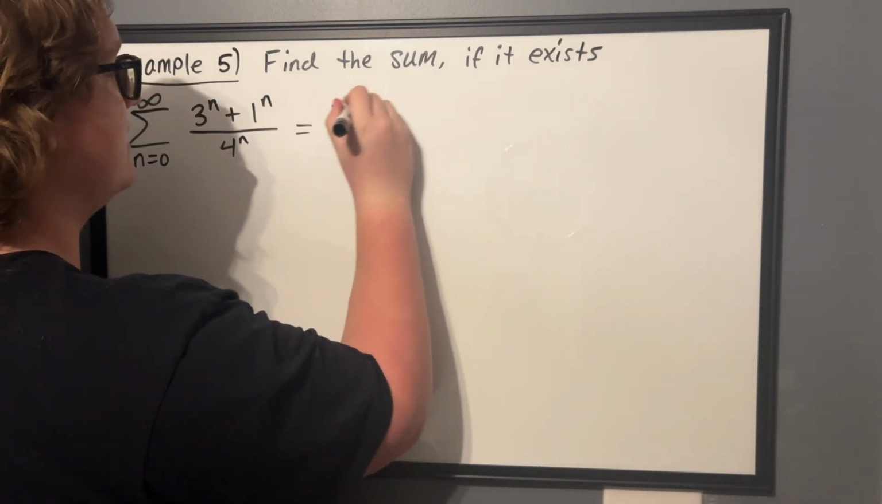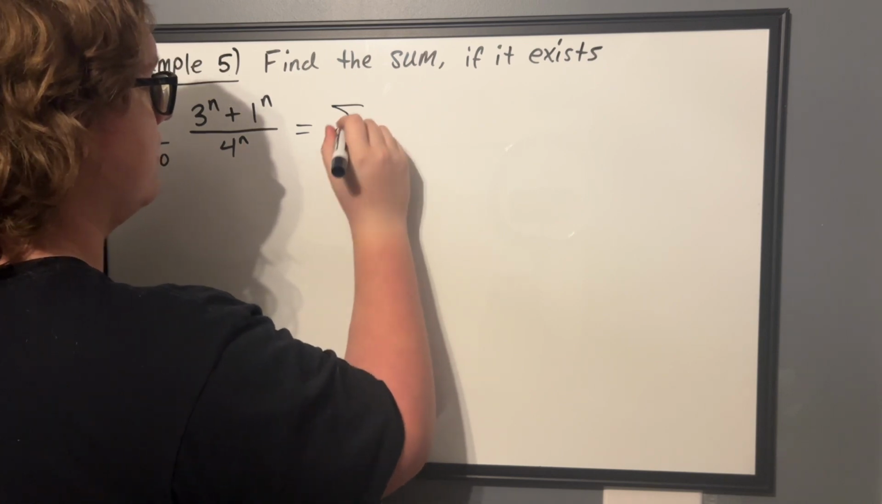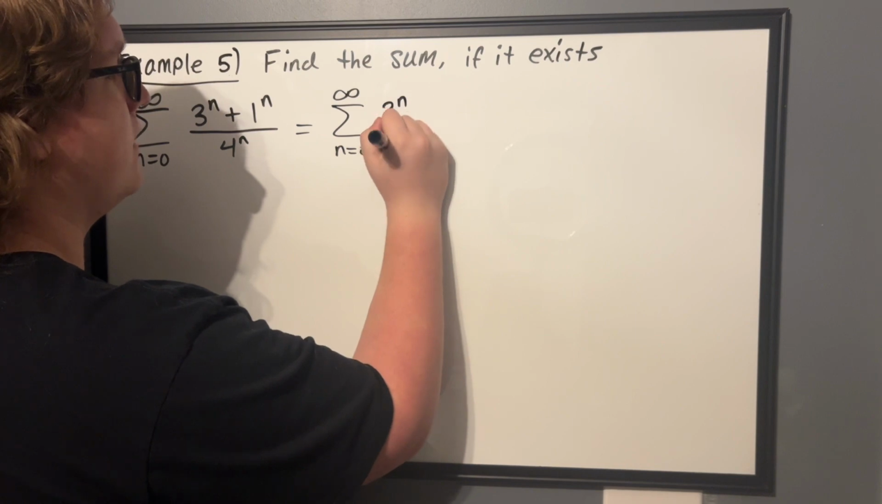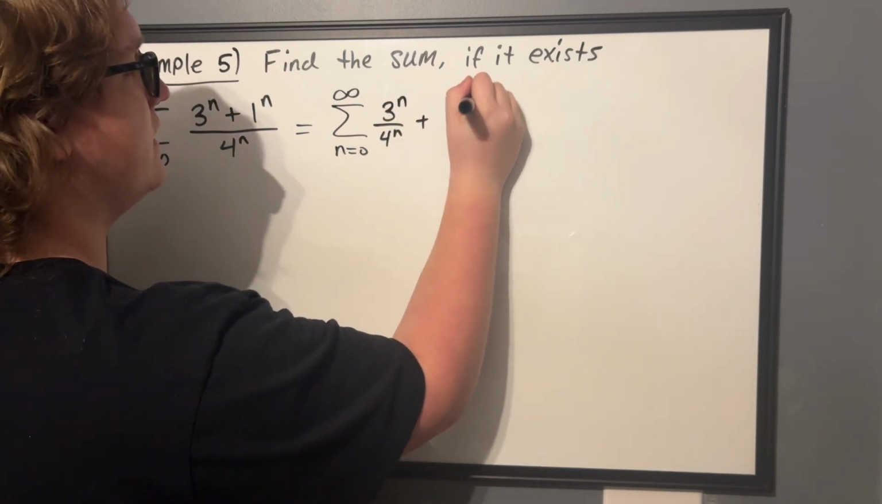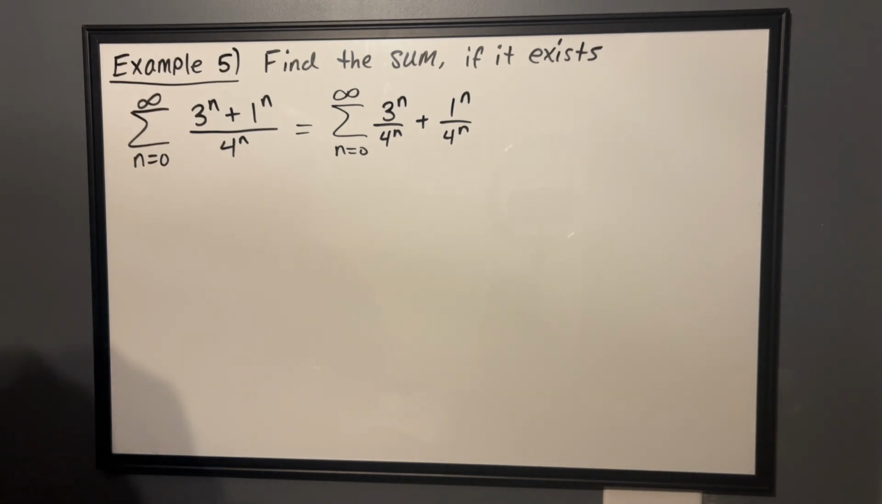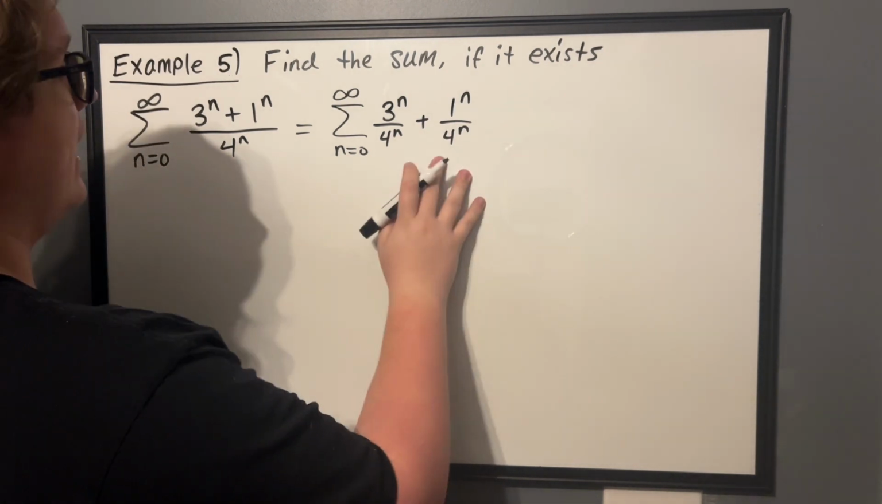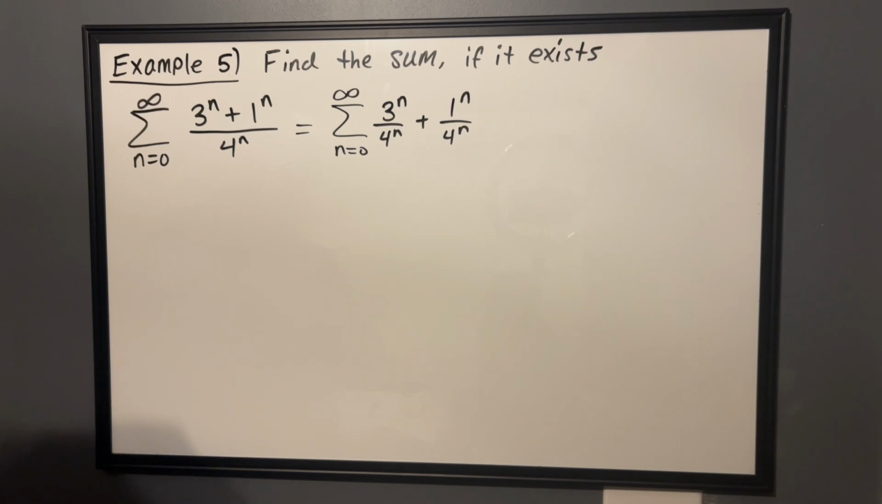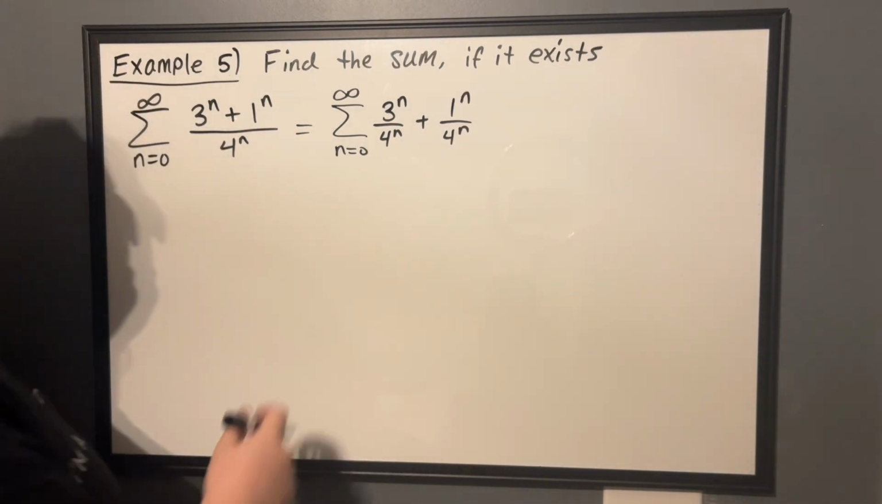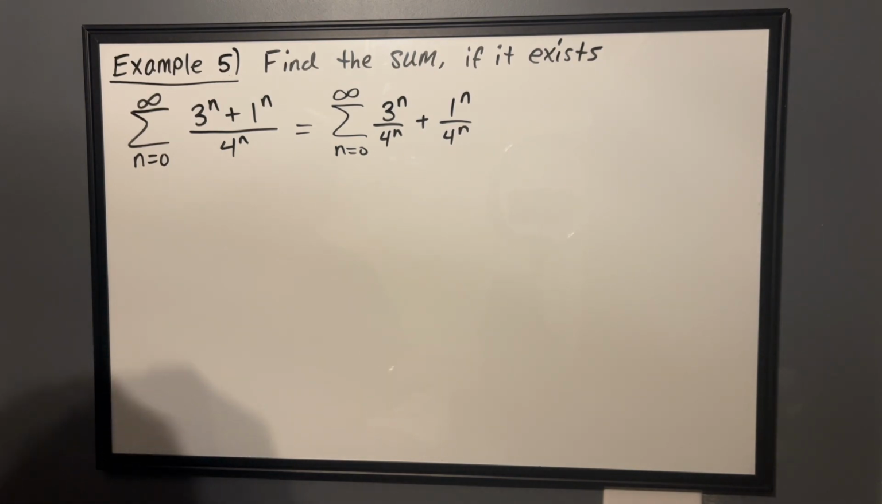So this is equal to the series from n equals 0 to infinity of 3 to the n over 4 to the n plus 1 to the n over 4 to the n. So you're allowed to do this. This is perfectly allowed. And what we can do from here is, if we have an addition of two terms in a series, we can actually split the series up.